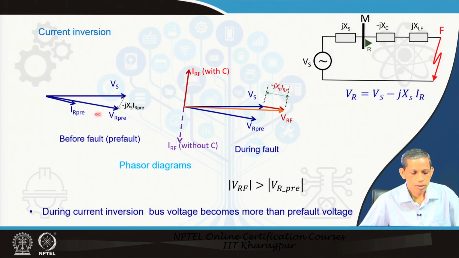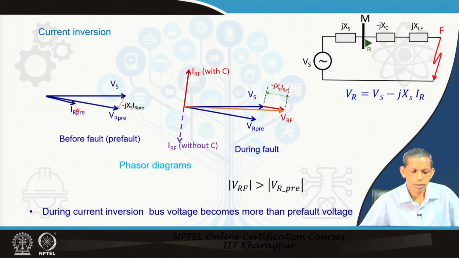Same circuit. Consider V s here. We know V r equals V s minus j X s I r. Before the fault, the line was feeding a certain inductive load, or a slightly inductive load, connected to the further line. So the circuit will behave like an inductive circuit.